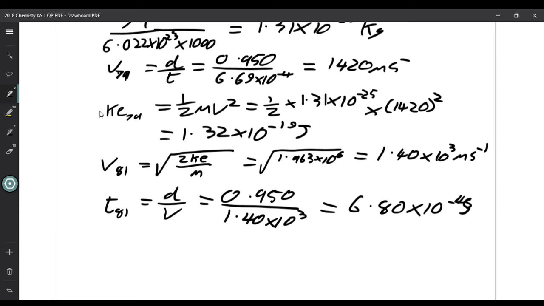So a lot of students made this more complicated than it needed to be by putting in extra steps. As long as you realise that they both had the same kinetic energy, so to work out the kinetic energy of the first one where you had the relevant information like the distance and the time, then you were able to basically go in the opposite direction once you had a value for kinetic energy.